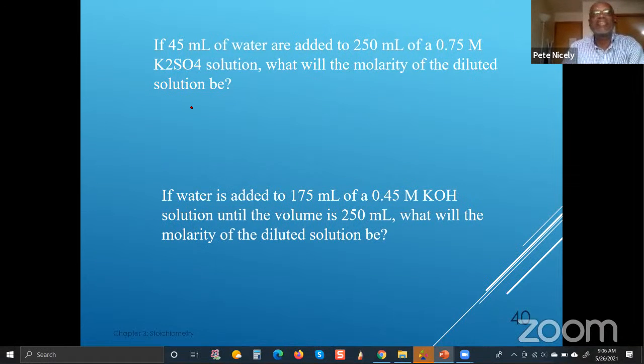The first of which is: if 45 mils of water is added to 250 mils of 0.75 M potassium sulfate, what would be the molarity of the diluted solution?